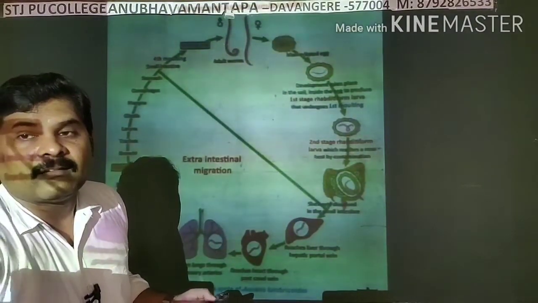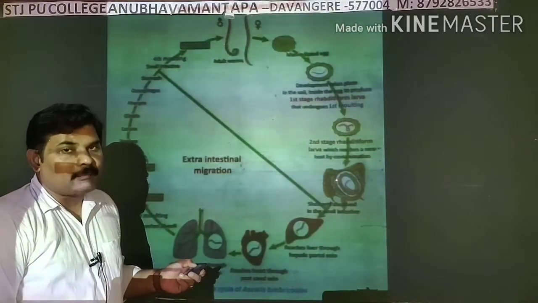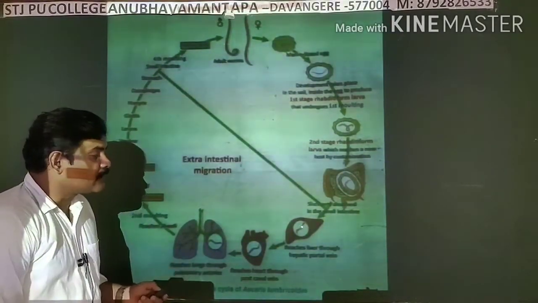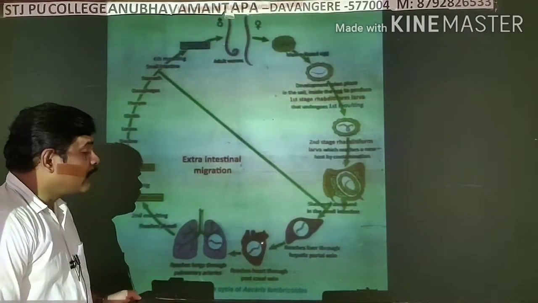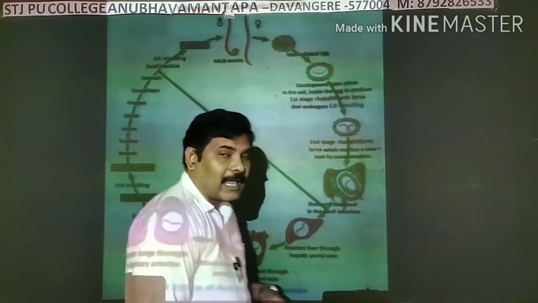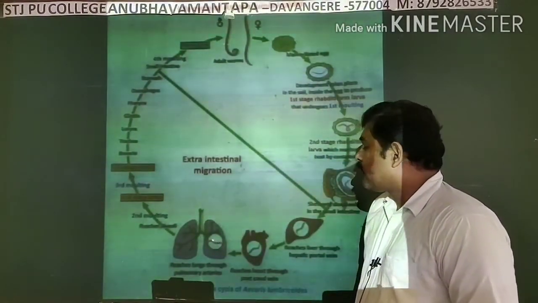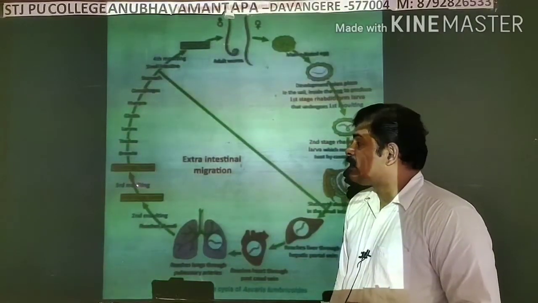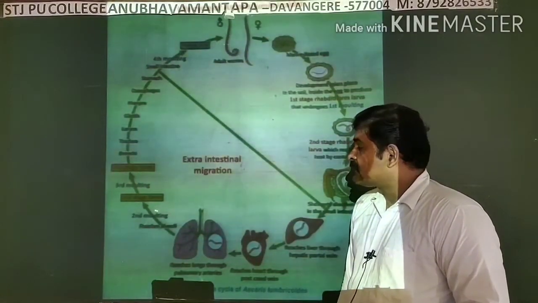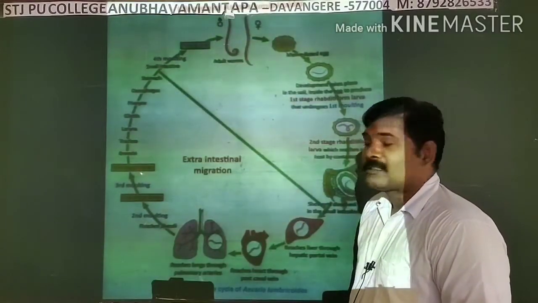Thereafter, it starts the extra-intestinal migration. From the small intestine, it reaches your liver. From the liver, it reaches your heart. From the heart to the lungs. From the lungs, it starts migrating again. Within the alveoli, it undergoes the second molting as well as the third molting. This results in the formation of the third stage larva as well as the fourth stage larva.